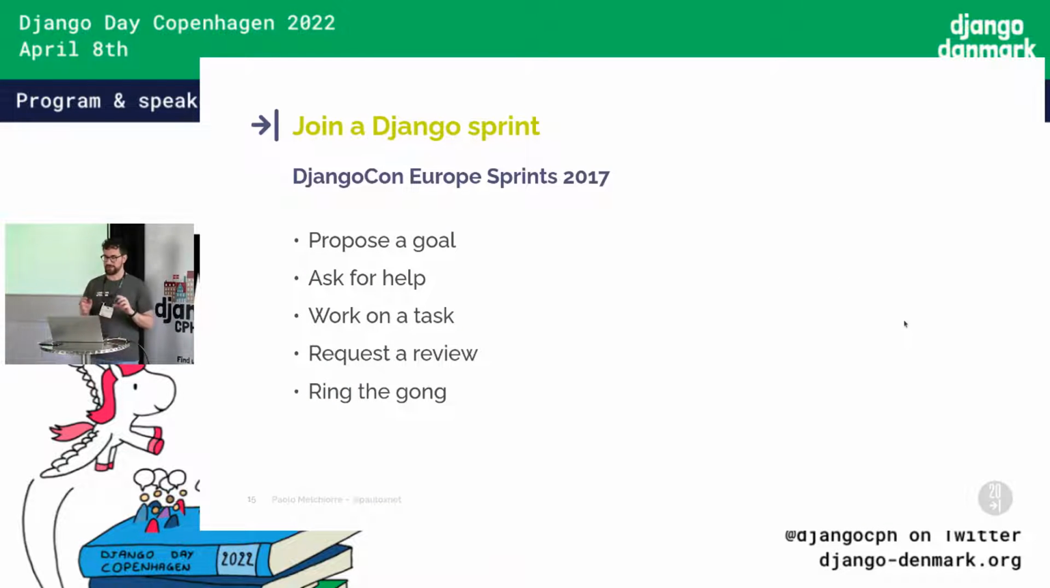I was sure I could contribute to a sprint on Django, but after DjangoCon Europe 2017, I had my own pull request to review, which was a great reason to participate. At the start of the sprint, I proposed to work on my pull request, and I asked for help on how to proceed because it was my first one. And when I felt ready, I asked for a review of my code, and after making the required changes, I was able to complete the work and play the gong, as is the sprint tradition. My pull request was merged a few days later in Django 2.0.